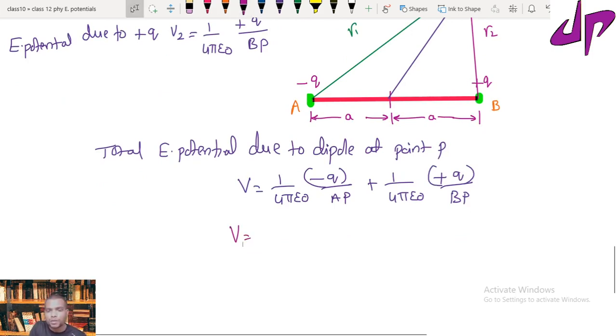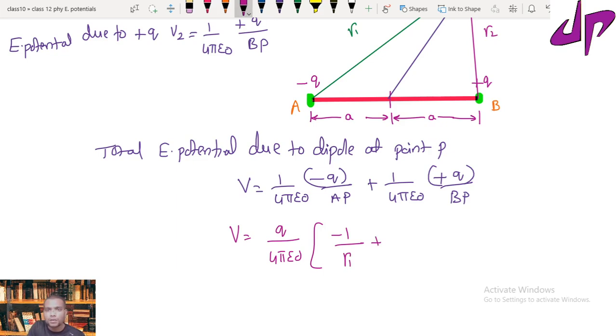So V equal to, I can take Q over 4 pi epsilon naught outside. So here it is minus 1 over A to P, the distance I consider as R1, plus 1 over R2, with Q by 4 pi epsilon naught pulled out of the bracket as common. And if you take the LCM, V equal to Q upon 4 pi epsilon naught of R1 minus R2 divided by R1 R2.